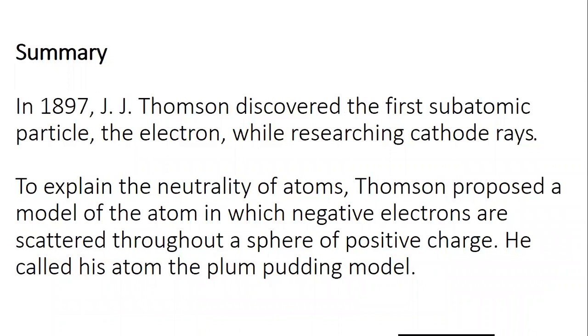In summary, in 1897, J.J. Thomson discovered the first subatomic particle, the electron, while researching cathode rays. To explain the neutrality of atoms, Thomson proposed a model of the atom in which negative electrons are scattered throughout a sphere of positive charge. He called his atom the plum pudding model.